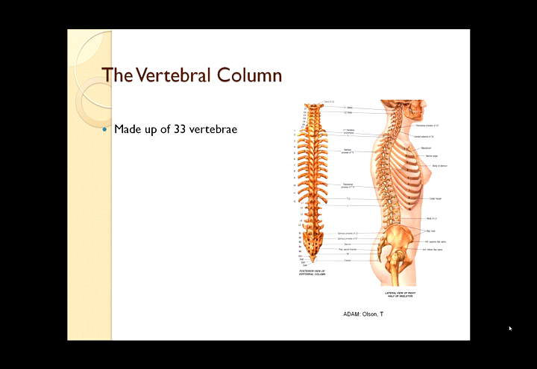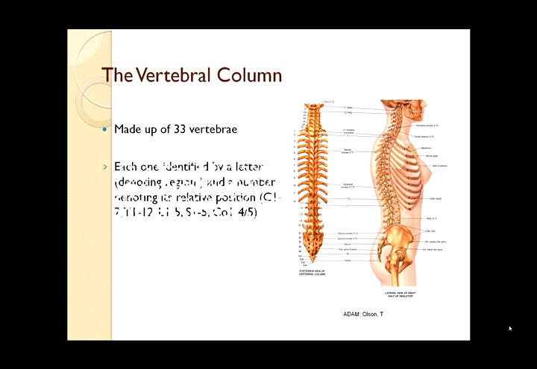The vertebral column is a stack of bones made up of a total of 33 vertebrae. Each individual vertebra is identified by a letter, which denotes the region that it is found in, and a number, which denotes its relative position within that region. The cervical spine, which are the bones of the neck, as can be seen up here, are normally 7 in number. And so the highest one is C1, then C2, C3, all the way down to C7.